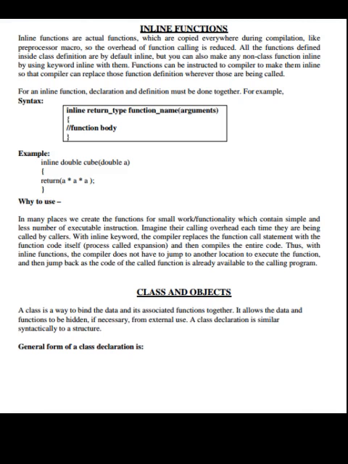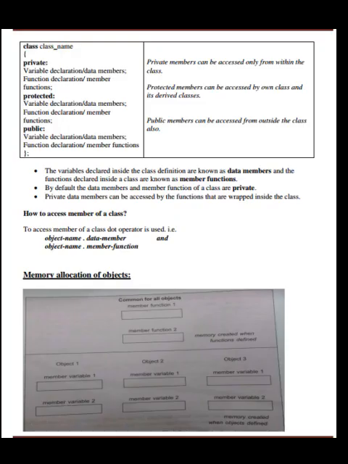Now let us see class and objects. A class is a way to bind the data and its associated functions together. It allows the data and the functions to be hidden, if necessary, from external use. A class declaration is similar syntactically to a structure. The general form of the class declaration is, see the code here.